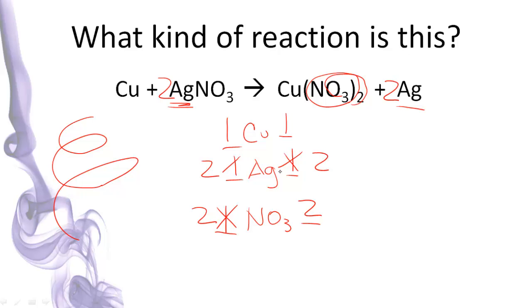Okay, so let's double check if this works. Copper is still 1, still 1. Silver, you've got 2 there now, 2 silver, so that's the same, that works. Nitrate, we have 2 of them over here. We have 2 of them over here. So that is also, so this is now balanced.